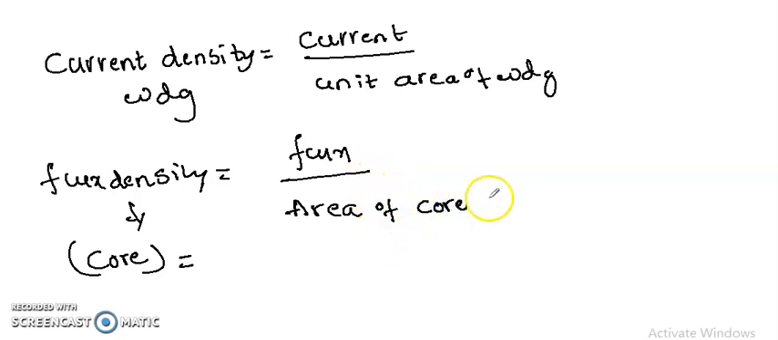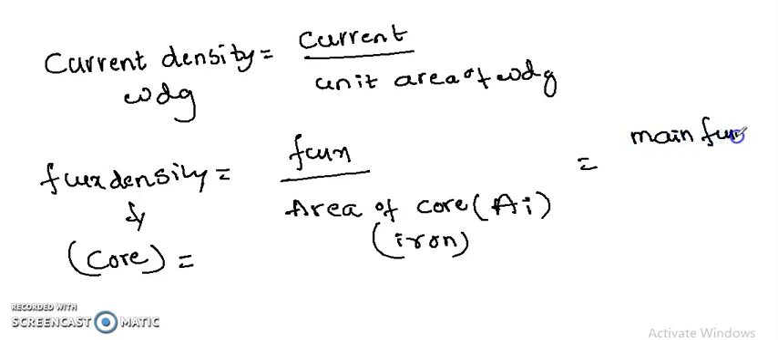The area of the core, we can say, is the net area of the core, which is nothing but the iron part, the iron area. So it is the main flux phi m divided by the net iron area, the core area. So flux density is equal to flux by area. Which area? Core area. Core is made up of which material? Iron. So it is the net iron area. Yes, these two parameters we have stated.